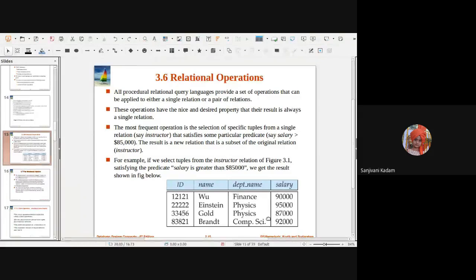For example, the same: salary is greater than 85,000, and the result is shown here as the fourth point. Clear with this specific operation of applying a predicate and giving the result? We have not yet started query writing. So let me know if you are facing any problem.